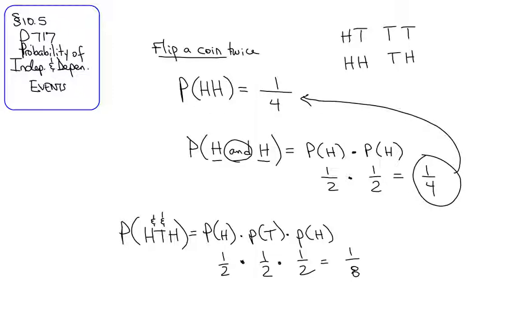So what if now we have a situation where we are going to draw a card and toss a coin? It's a fair 52 card deck. It's a fair 2-sided coin. What's the probability of getting a diamond and a heads?